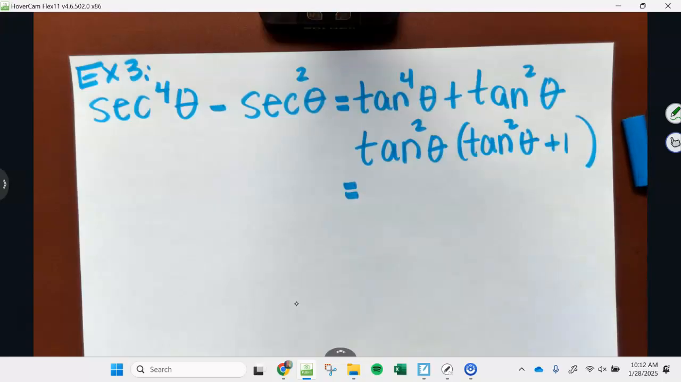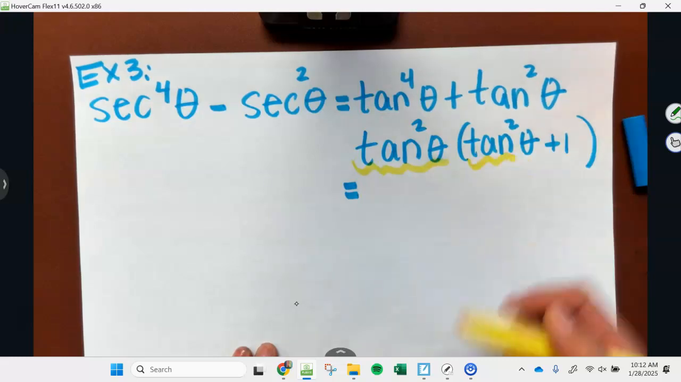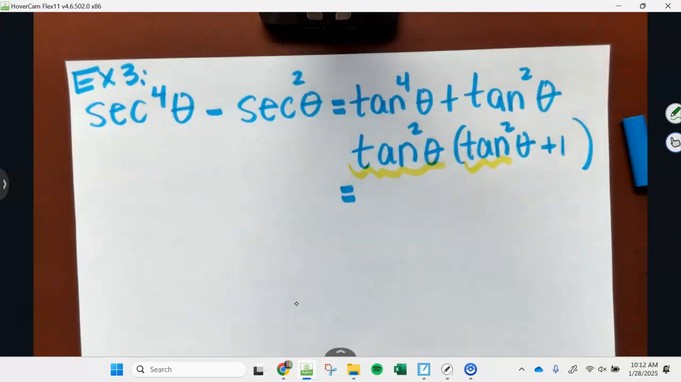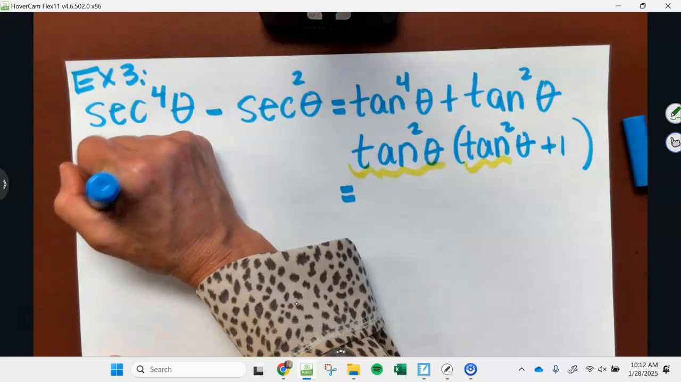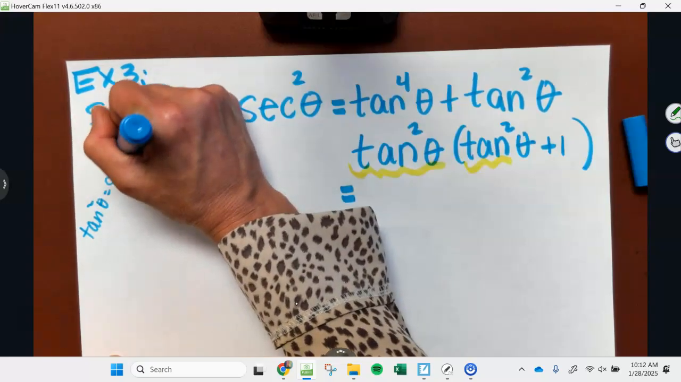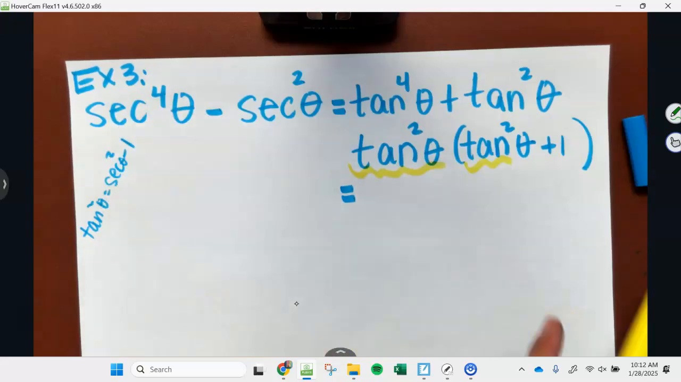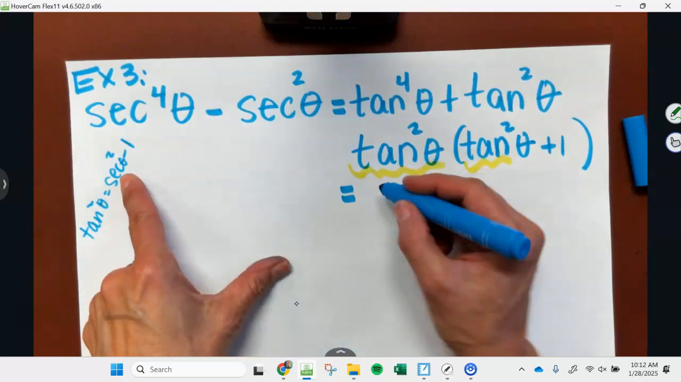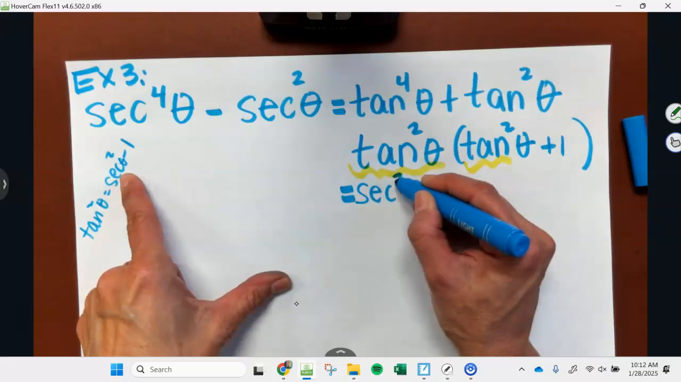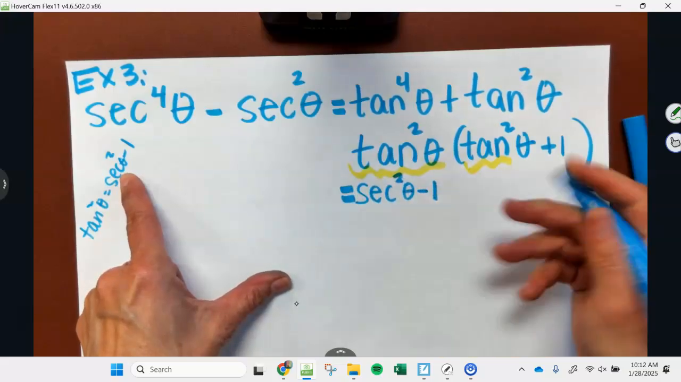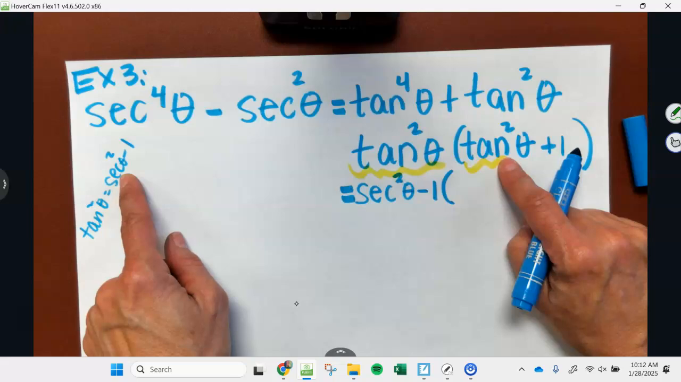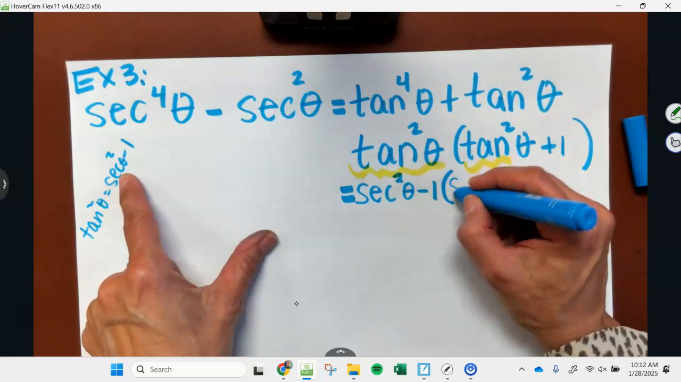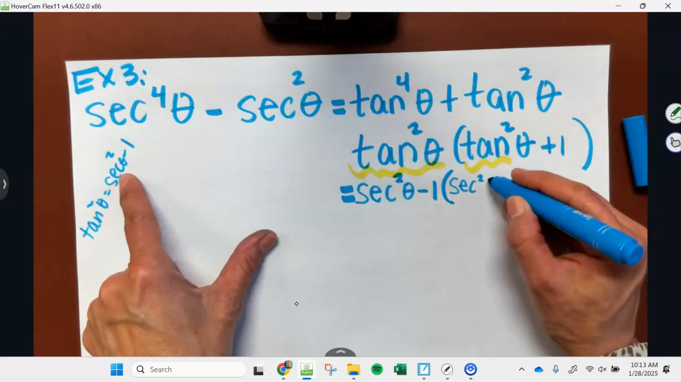So where we have these, I'm going to start dropping in what they equal, because then they're all going to be the same trig function. So remember, tan squared theta equals secant squared theta minus 1. So I'm going to take this out, and I'm going to put this in. But that's not the only tangent squared. I have another one. So in the parentheses, I have to write the same thing again. Dropping the tangent, putting in its substitution.